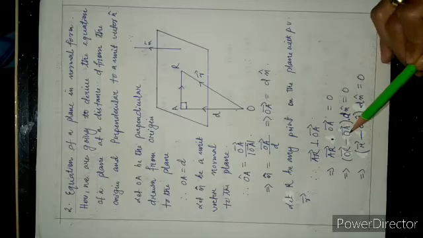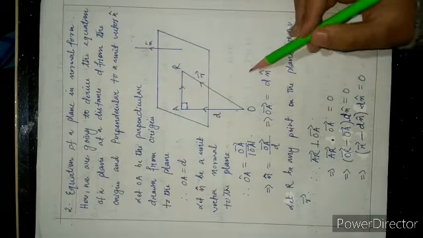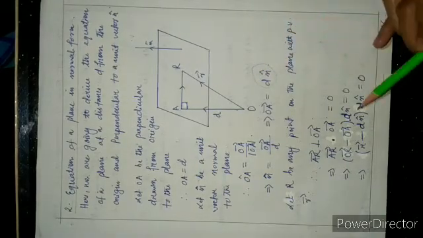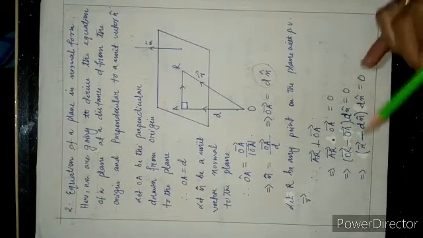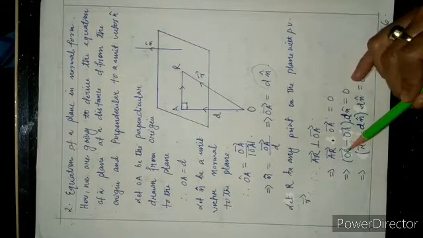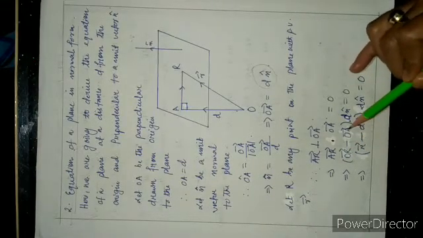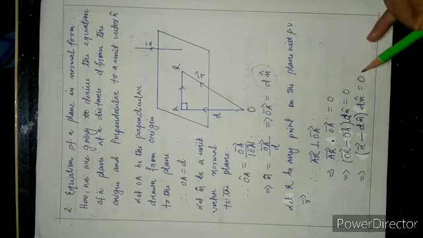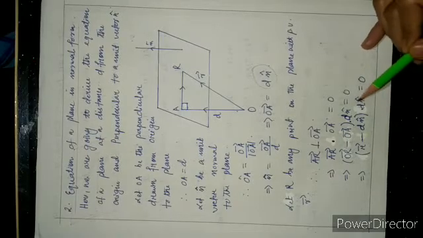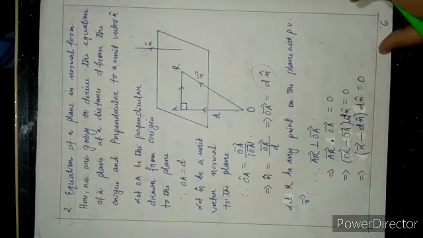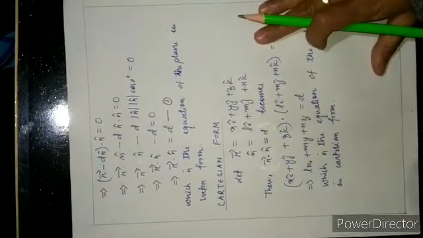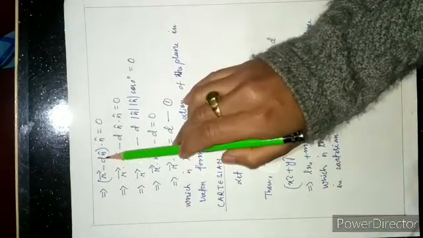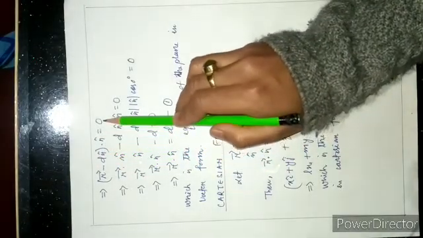Position vector of R minus position vector of A, dot OA, that is dn cap, is equal to 0. Position vector of R is R vector minus d, and position vector of OA is dn cap, dot dn cap is equal to 0. Since d is a scalar, the distance, we divide both sides of the equation by d and we get this remaining equation: R vector minus d n cap dot n cap is equal to 0.